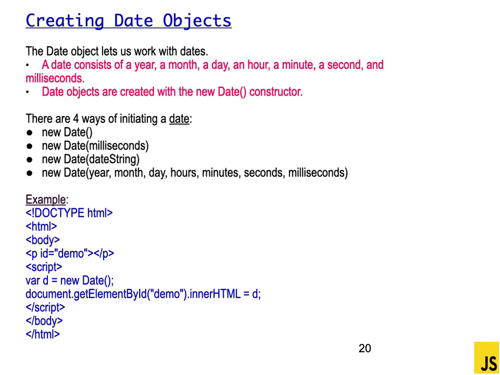One example is given here. In the script tag, var d is equal to new Date without any argument, so the system date will be considered to create the date object d. And document.getElementById demo.innerHTML is equal to d will display that date. Okay, so this is how the date object and its associated information is handled.